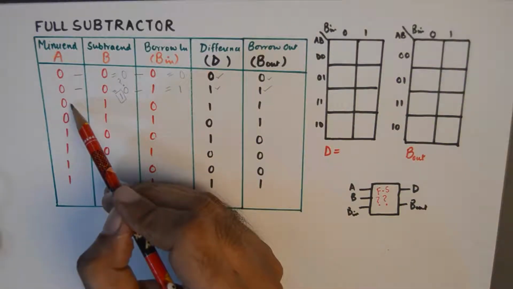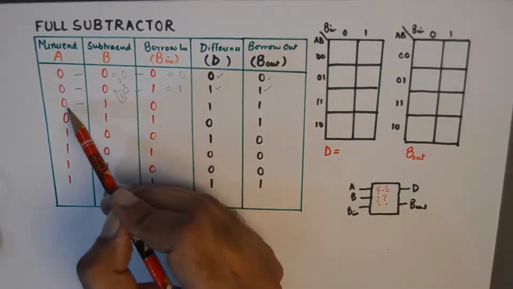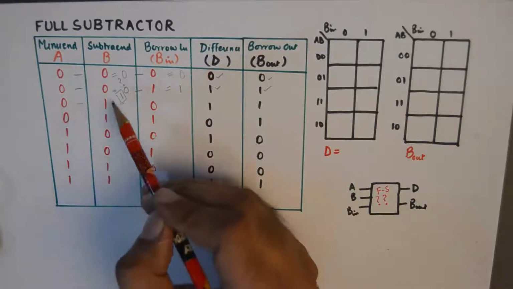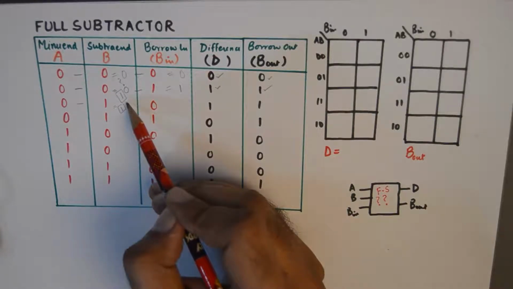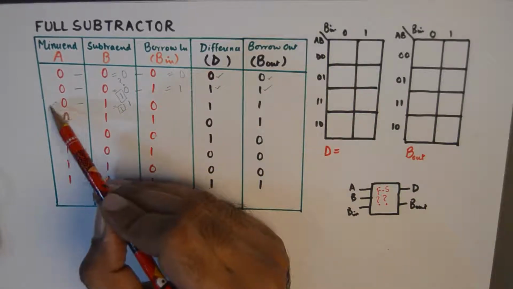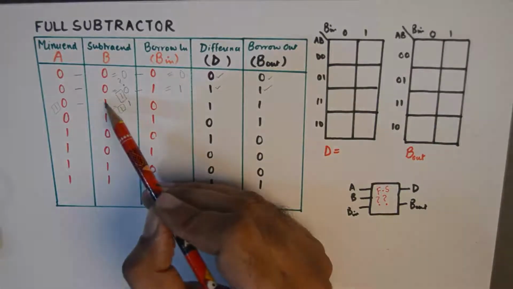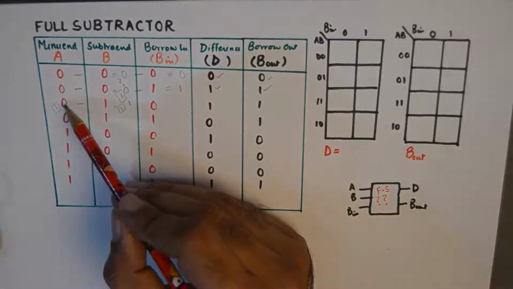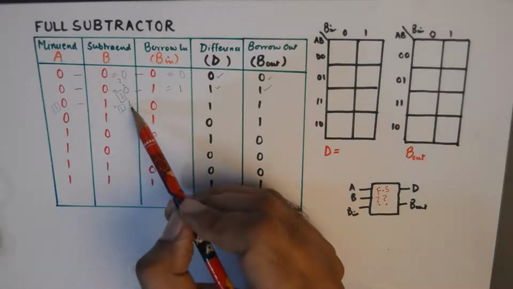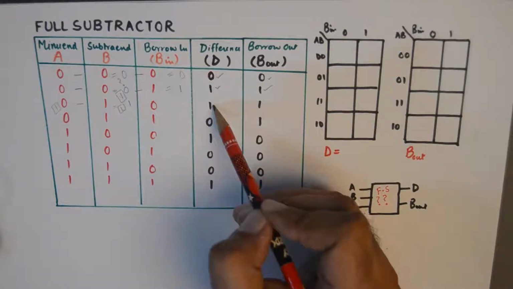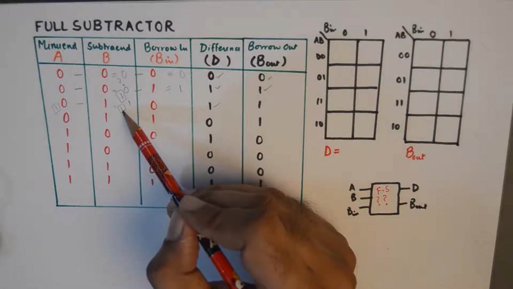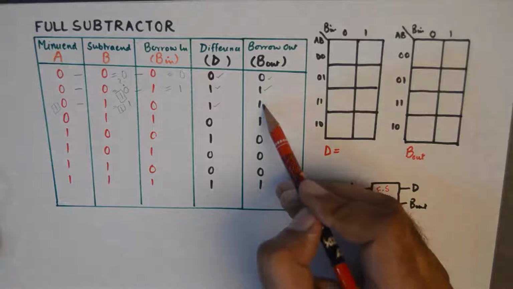When we subtract 1 from a 0, we get a borrow here, and we get a difference of also 1, because when we subtract 1 from a 0, it borrows 1 and makes itself 2, and 2 minus 1 is 1, and then the result is 1. And if we subtract a 0 from a 1, we get a difference of 1, and of course the borrow is required in the previous stage, so the borrow is also 1.